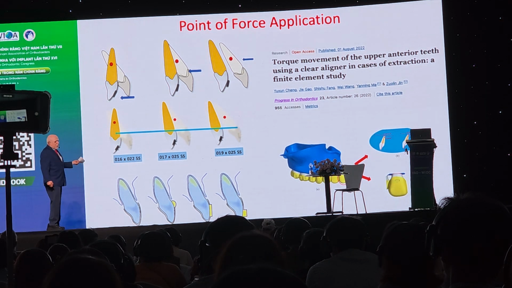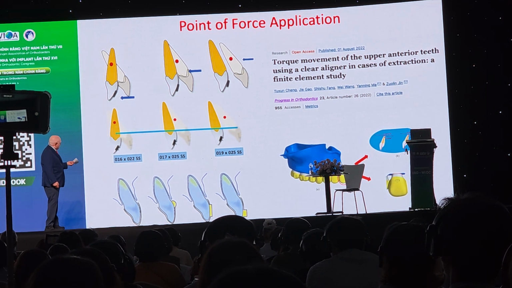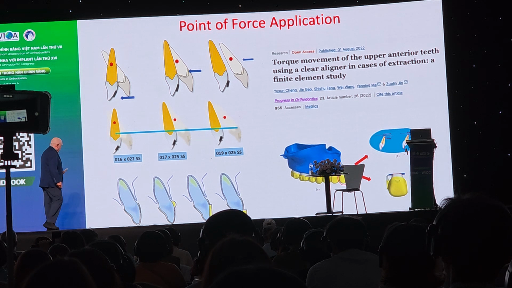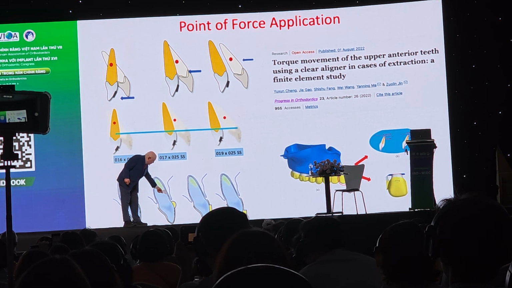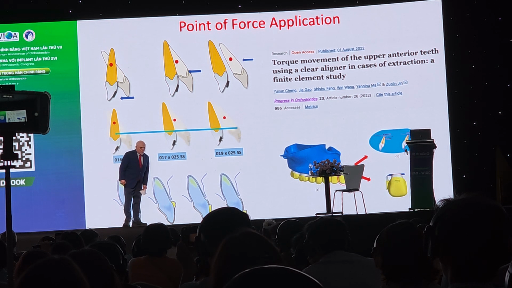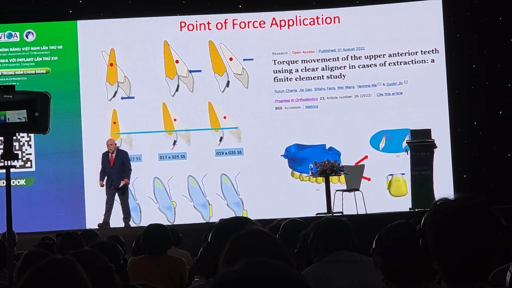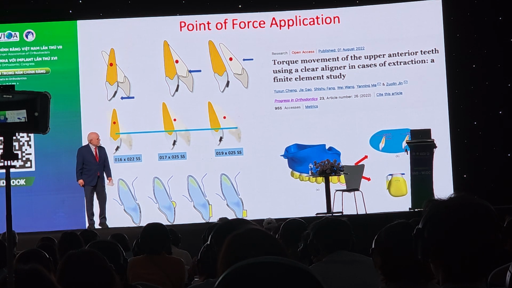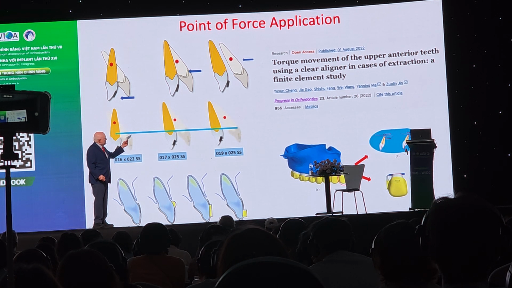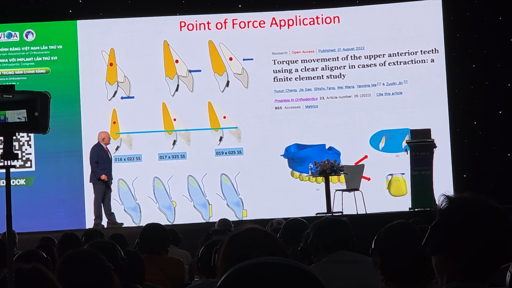The point of force application is very important. Where are you going to put your attachments? Closer to the center of resistance, you're going to have a better control on the teeth. Unless you want to move teeth in a certain different way. So it becomes very important. This study also came out in 22.